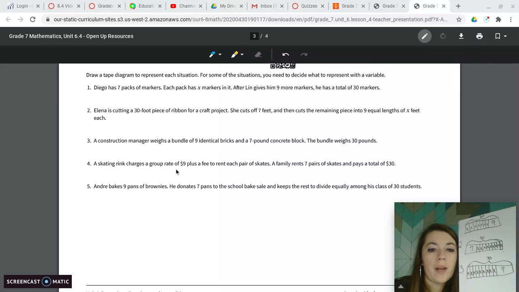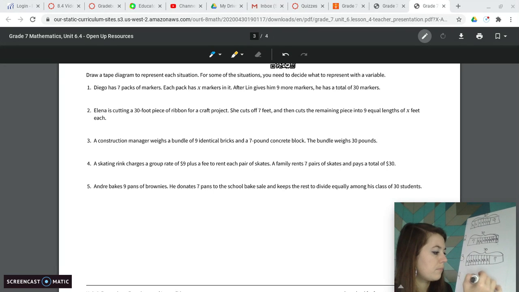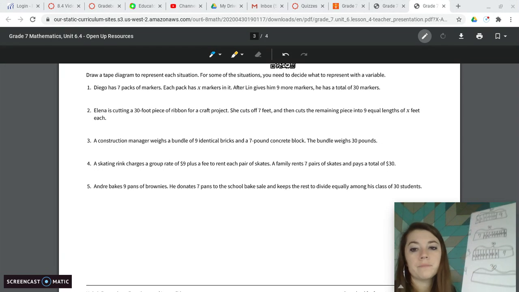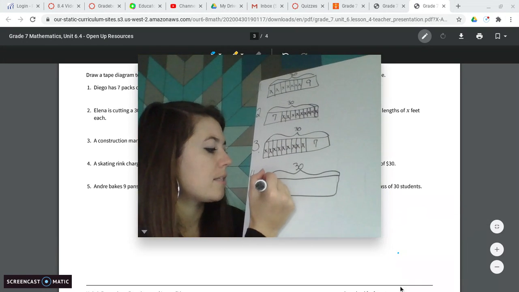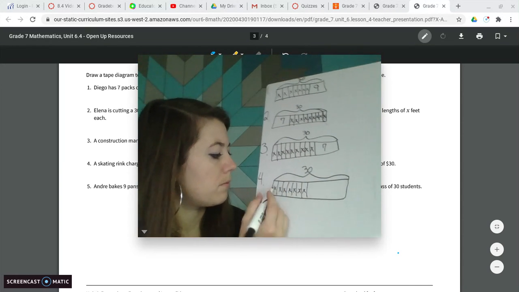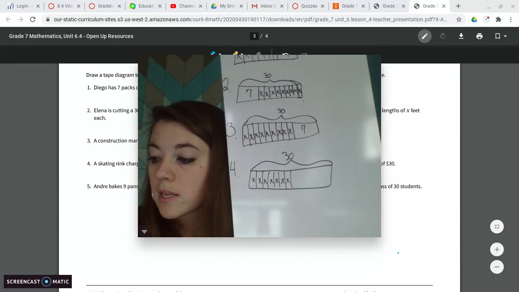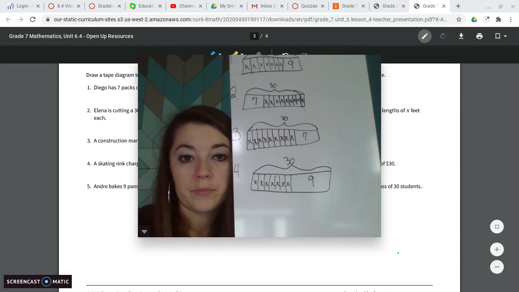All right, the next one, number 4. A skating rink charges a group rate of $9 plus a fee to rent each pair of skates. A family rents 7 pairs of skates and pays a total of $30. Once again, we're going to have the total is 30, this time $30. Now, in this case, we have 7 pairs of skates. So we're going to have 7 boxes because each pair of skates has a fee to rent them. So we're going to have 7 identical boxes to represent the fee for the skates. Okay, so there's our 7 identical boxes. And then one box with our $9 to represent the one-time fee, the group rate.